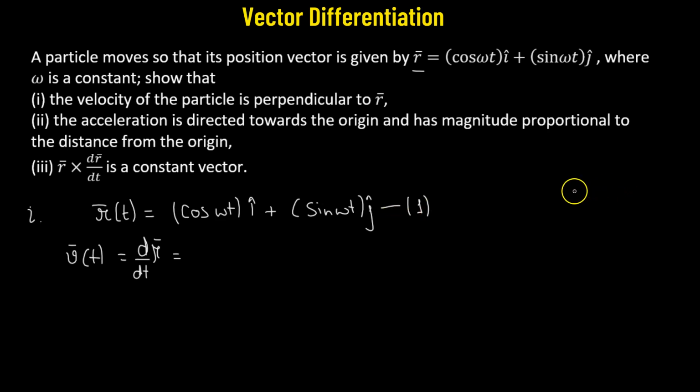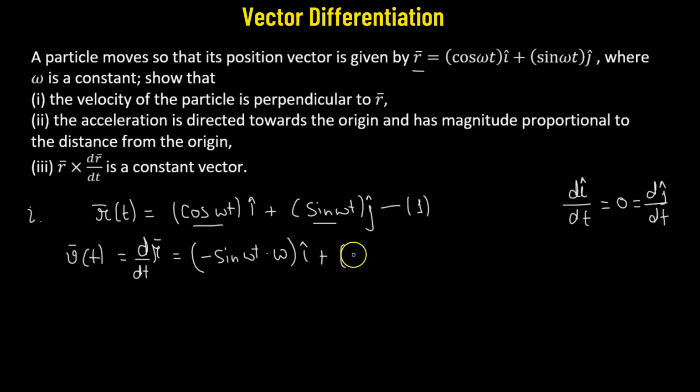But i cap and j cap are constant unit vectors. So that means if we take the time derivative of i cap, that will be equal to 0. And this also holds true for the unit vector j cap. So we will only have to take the time derivative of their respective components. So let us begin. Now the time derivative of the cosine function is negative sine omega t, and we'll also need to multiply by omega, which arises as a consequence of applying the chain rule here. This is i cap plus, taking the derivative of sine omega t, omega cosine omega t j cap. So this is equation number 2.